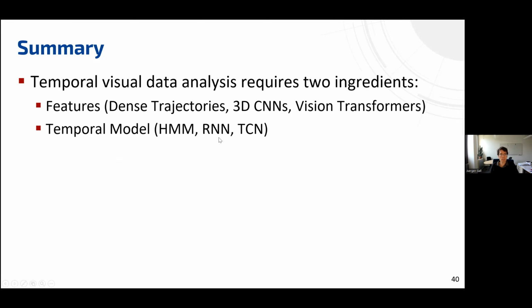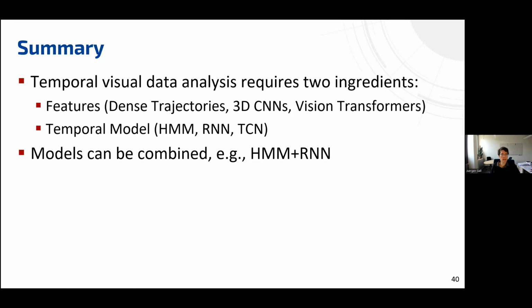Therefore, you need a temporal model, which can be a hidden Markov model or a recurrent neural network or a temporal convolution network. And in most cases, you can also combine them. For instance, a hidden Markov model with an RNN. You can also combine temporal convolution networks, for instance, with transformers. All the combinations are possible.